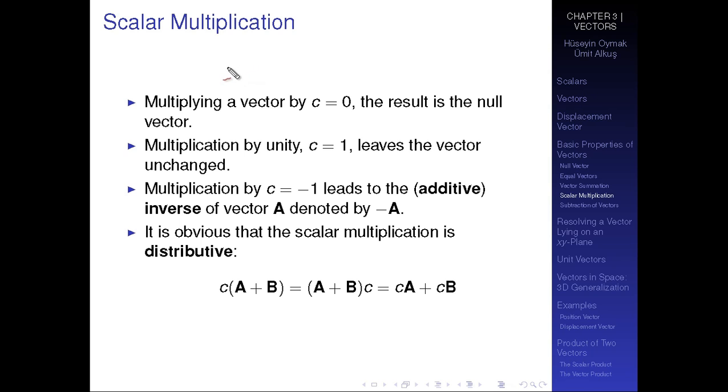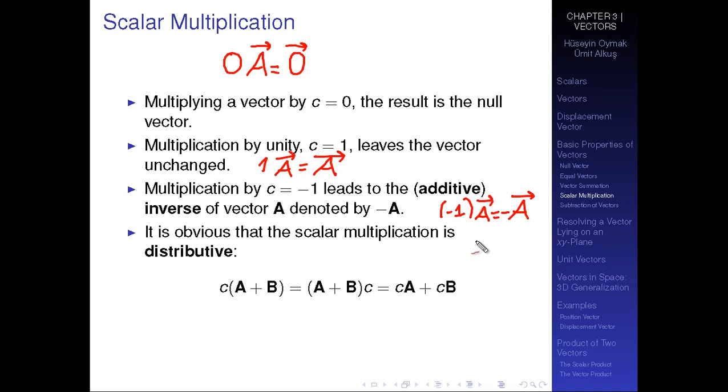Multiplying a vector by C equals 0, the result is the null vector, that is, 0 vector. Multiplication by unity, C equals 1, leaves the vector unchanged. Multiplication by C equals -1 leads to the additive inverse of vector A, denoted by -A.